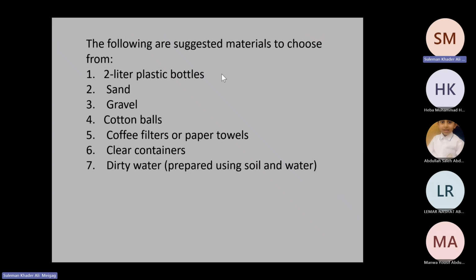If you don't want, you can do something else, but you can have a plastic bottle, sand, gravel, this is stone. Like when they are making a big building, they have gravel there. Okay, you can get gravel there. Cotton, you can get cotton, maybe at home you have cotton, or the pharmacy. Okay, some paper towels or coffee filter. If you have a coffee machine, have a filter. Clear container, meaning you can see through how it is cleaning. And then you will get dirty water to clean. Okay, so this is from the Ministry.